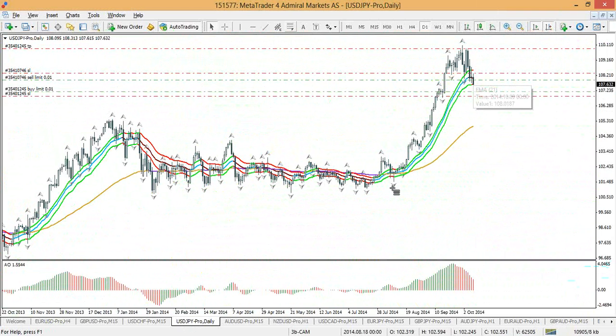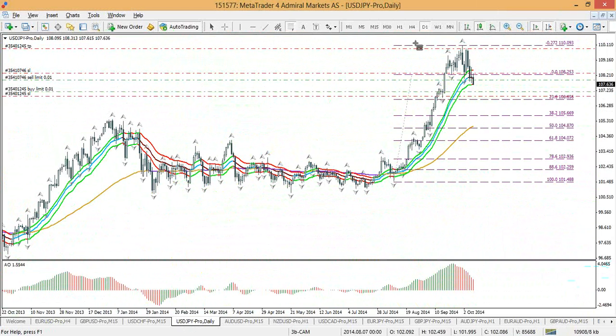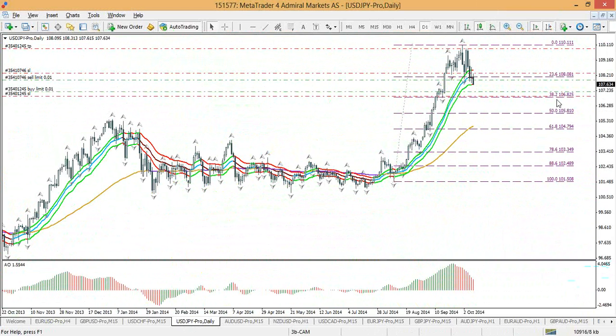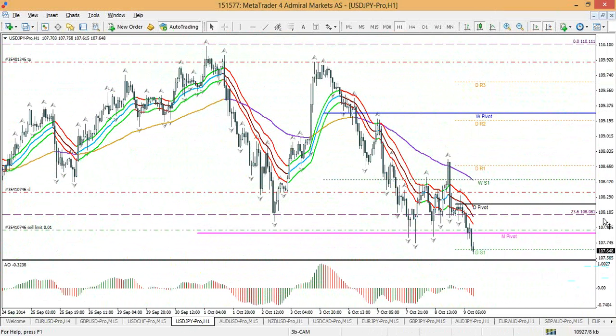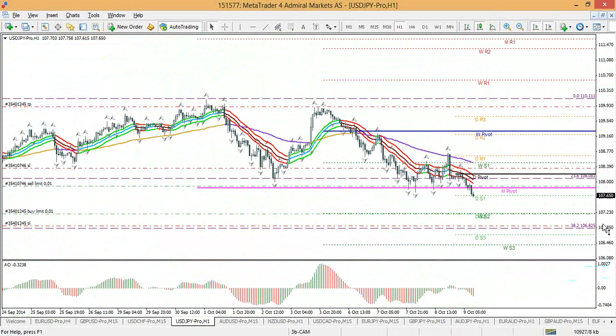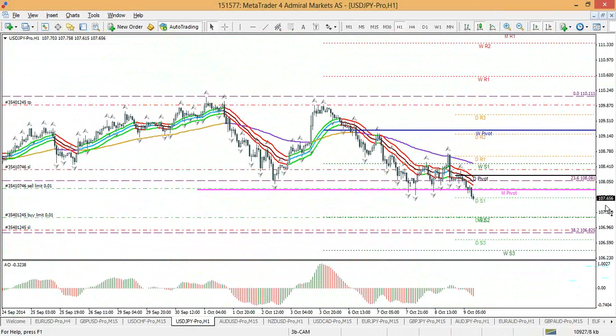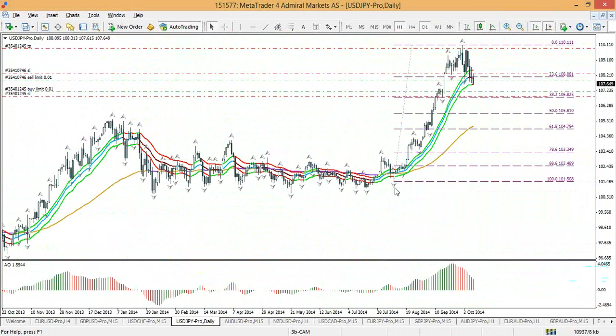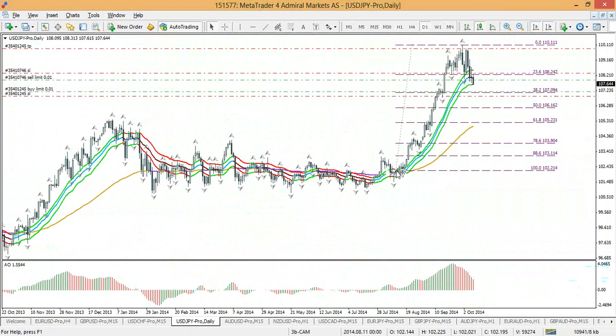So it's a risky thing to say it could stop at the 38.2 fib, which is 106.80, or depending on how you fib it, 107.10.